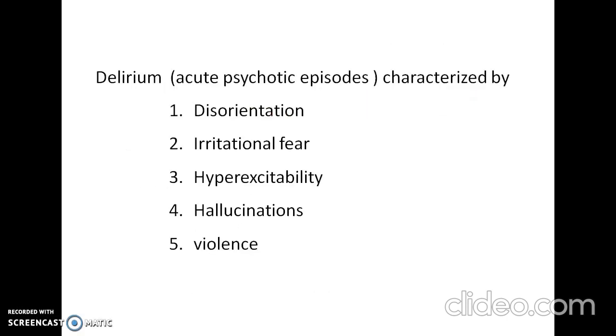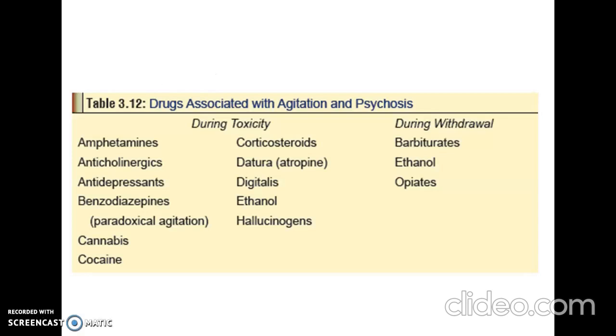Then it is followed by delirium, which is nothing but an acute psychotic episode, characterized by disorientation, irrational fear, hyperexcitability, hallucination and violence. Many of the drugs cause agitation and psychosis, during toxic doses it may cause this, or sometimes sudden withdrawal of the drug can also cause agitation and psychosis.